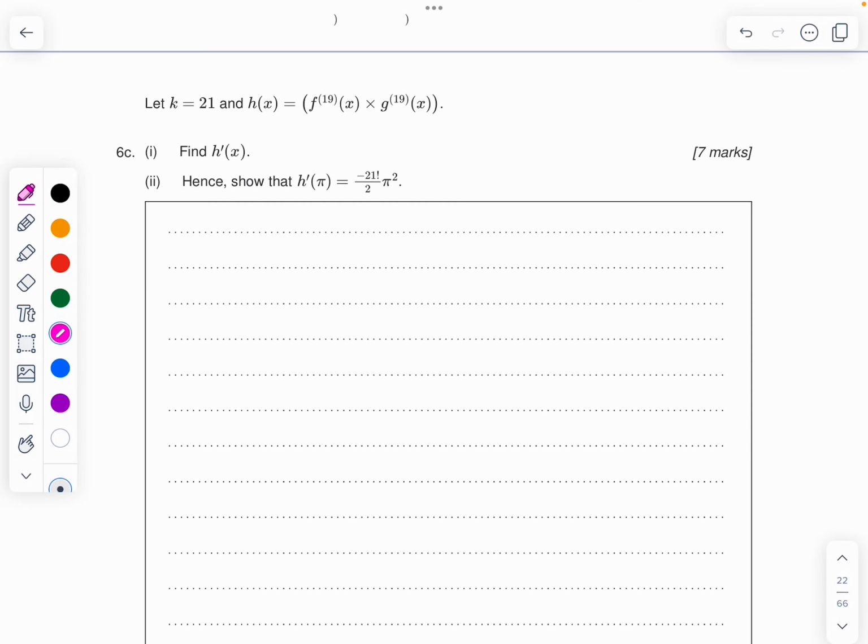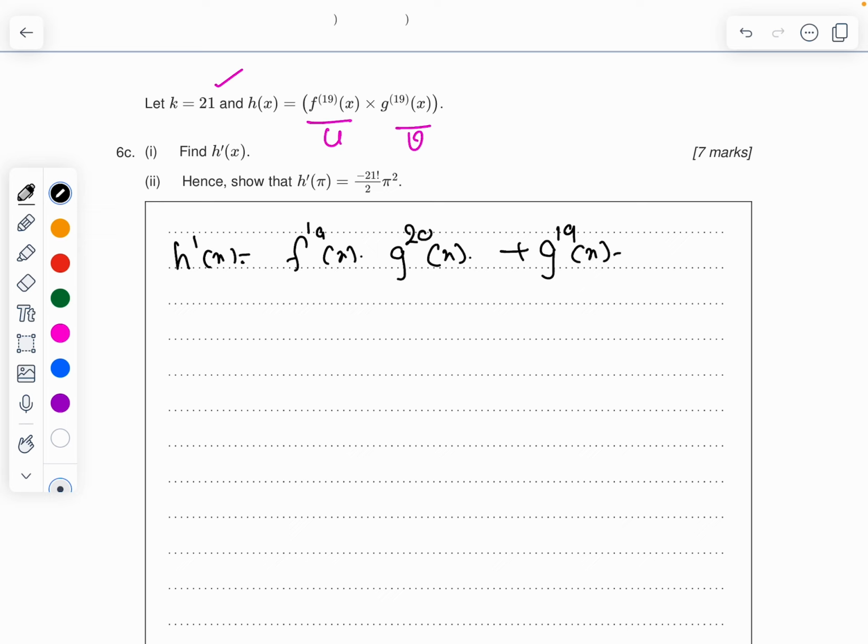6c, find h prime x when k is 21. So h prime x, this is the product rule, this is u and v. So h prime x will become, first keep u as it is, v prime, the 19th derivative will become the 20th derivative. Next time g will remain as it is, times the 20th derivative of x, the 19th derivative of f of x. We have just found it out. What was the 19th derivative?